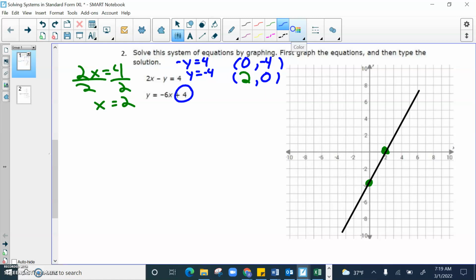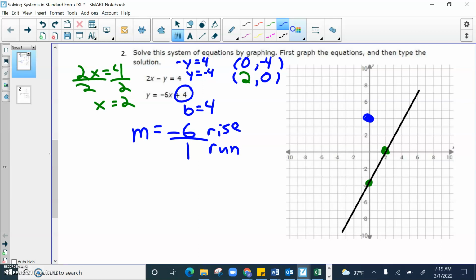The 4 is my b, so b equals 4. That's my y-intercept. So that's going to be right there on the y-axis. And my slope is negative 6. That's like negative 6 over 1. That's my rise. That's my run.